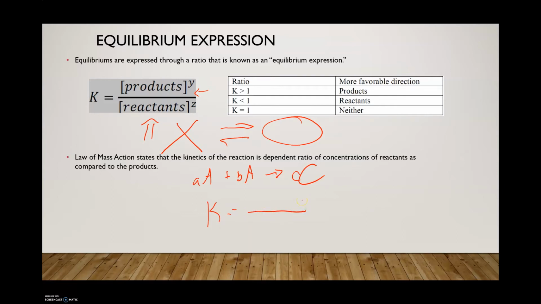So here we have the concentration of C to the power of little c, which comes from here, divided by the concentration of A to the power of a, divided by the concentration of, this here should be B by the way, B to the power of b. And this would be equal to some constant, which we do not know. So that's how you would set up the ratio here. And it's always going to be products over reactants. So make sure that that's something that you remember.